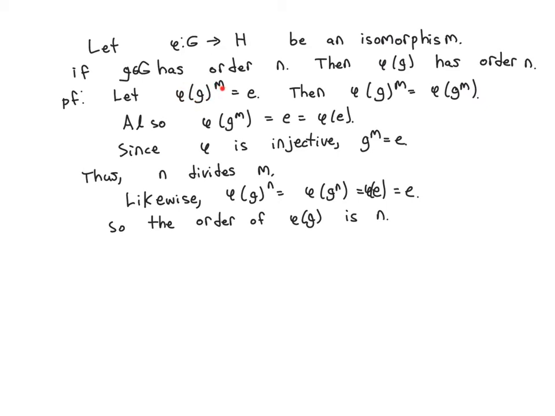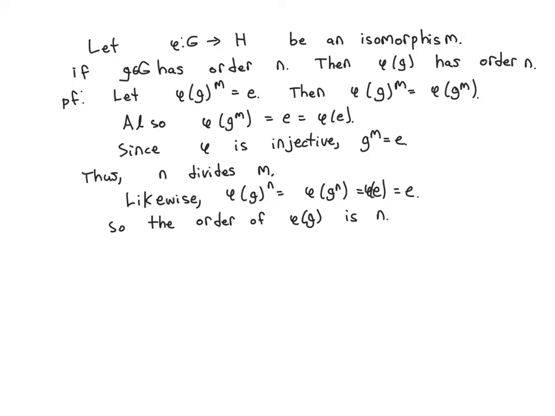Let phi of g to the m be equal to e for some integer m. Then, by properties of exponentiation, the mth power of phi of g is equal to phi of the mth power of g. So you have phi of g to the m is equal to e. That's also equal to phi of e by properties of isomorphisms. Since phi is injective, it follows that g to the m is equal to e. But since g has order n, that implies that n has to divide m.